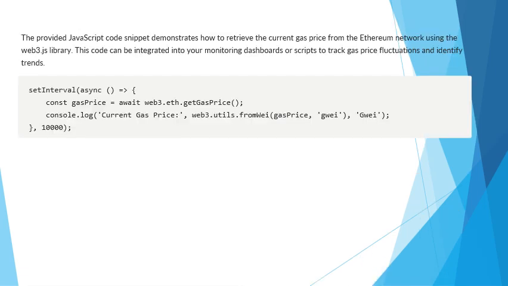So here in this JavaScript code snippet, we see how to retrieve the current gas price from the Ethereum network using the web3.js library. This code can be integrated into our monitoring dashboards or scripts to track gas price fluctuations and identify trends.